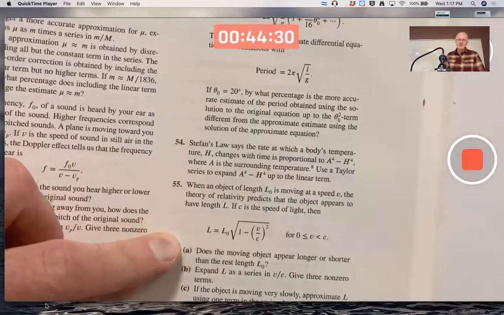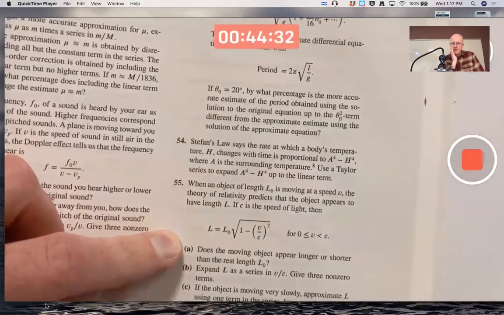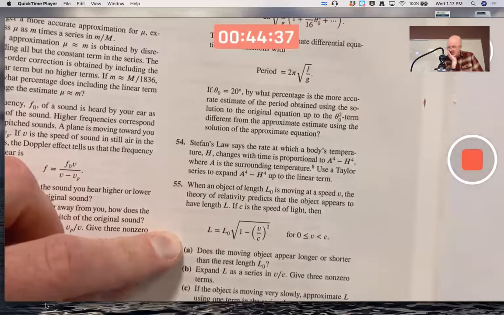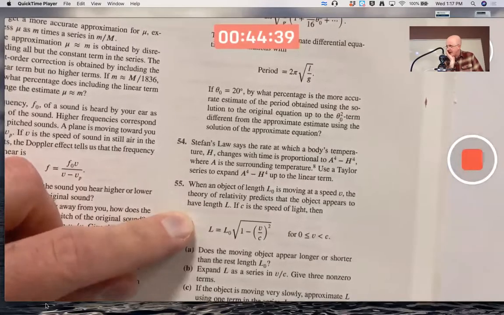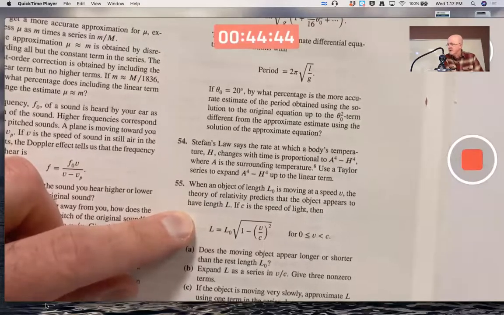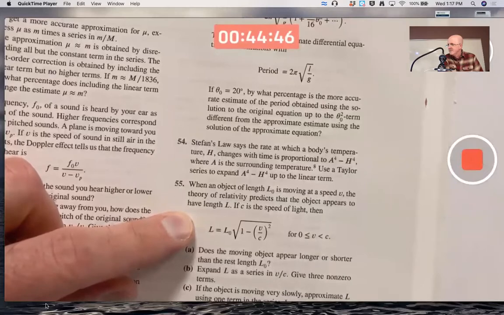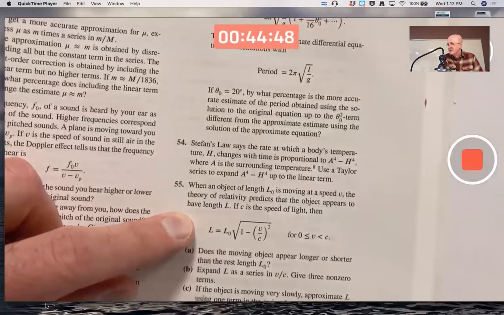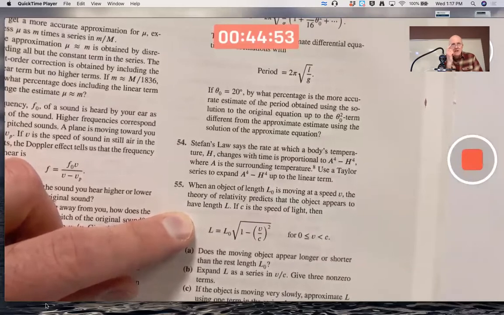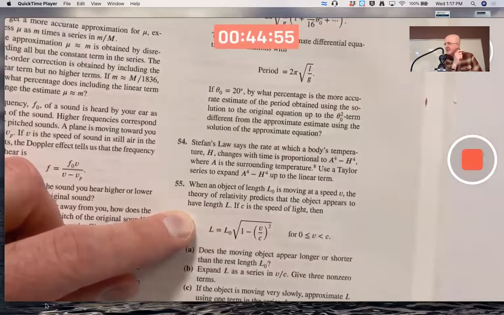Part A, does the moving object appear longer or shorter than the rest length L0? In other words, is L bigger or smaller than L0? You don't need series to figure that out. Can you just look at that equation and see what the answer is? Would L be bigger or smaller than L0? This is a worthwhile skill to have when you read science books. It's not just the equations themselves that are important, it's how to think about them. Would this equation imply that L is bigger or smaller than L0?